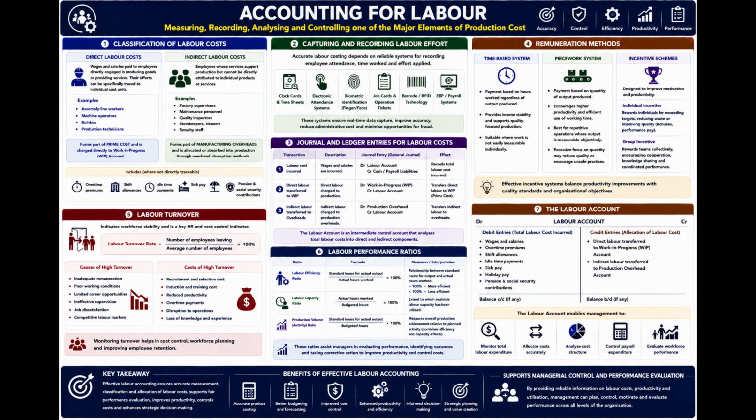Finally, the labor account provides valuable management information regarding total labor expenditure and its allocation between direct and indirect costs. Debit entries record total labor costs incurred, while credit entries transfer direct labor to work in progress and indirect labor to production overheads. The account enables management to monitor labor utilization, analyze cost structures, control payroll expenditure, and evaluate workforce performance. Consequently, effective labor accounting supports accurate product costing, operational efficiency, strategic planning, and continuous organizational performance improvement.